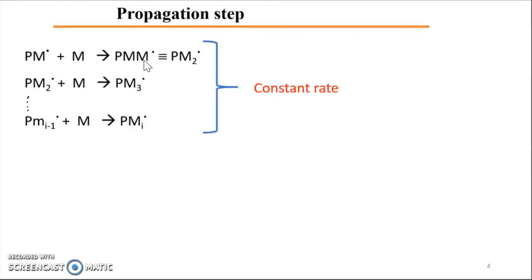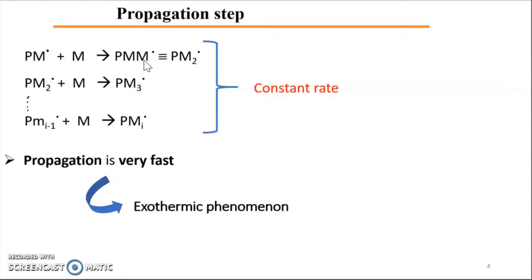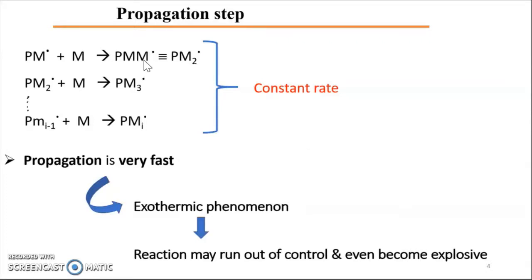The propagation has a constant rate during all the polymerization process. In fact, propagation is a very fast step, and it's an exothermic phenomenon, and the reaction sometimes may run out of control and even sometimes can become explosive. So we have to take care in specifying the duration of polymerization and the temperature of polymerization to avoid having an explosion.